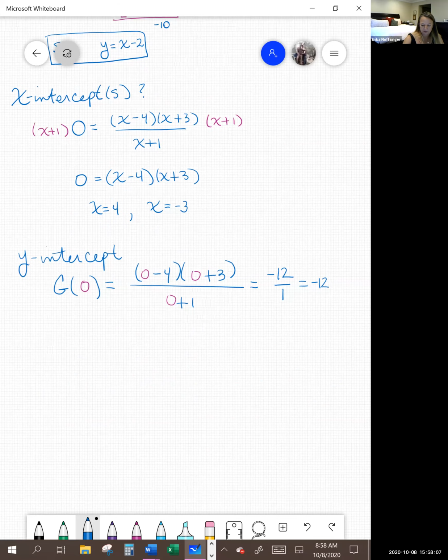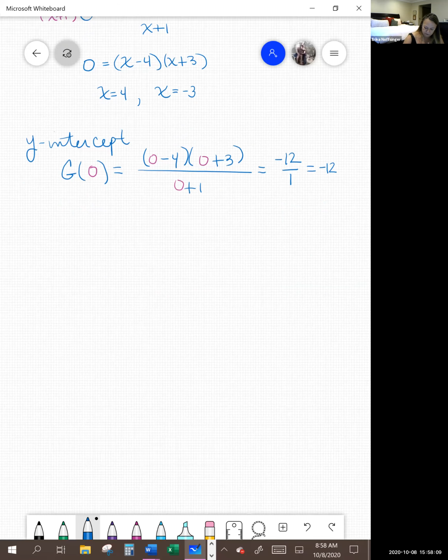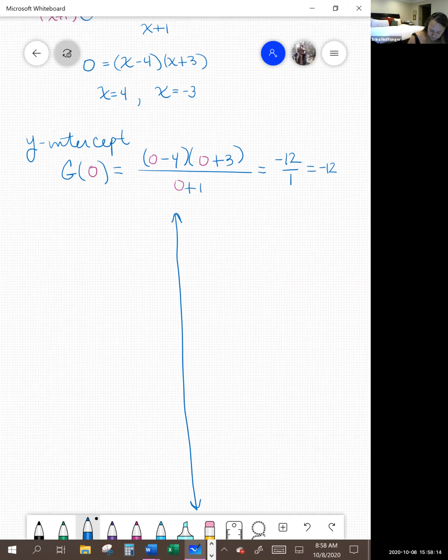Okay, so let's put this all together. We had a vertical asymptote at x equals negative 1.